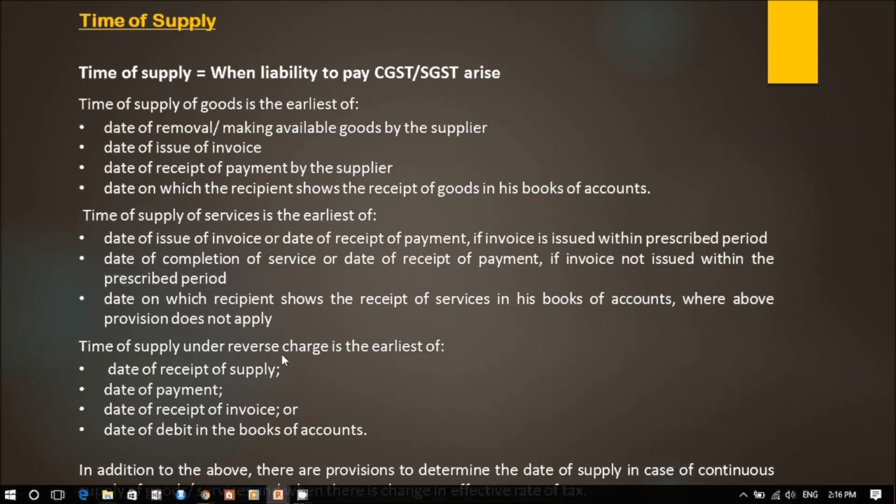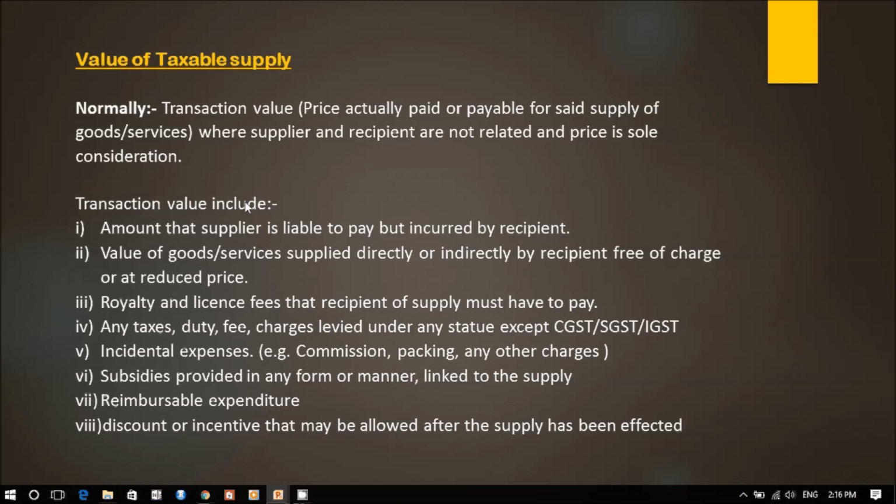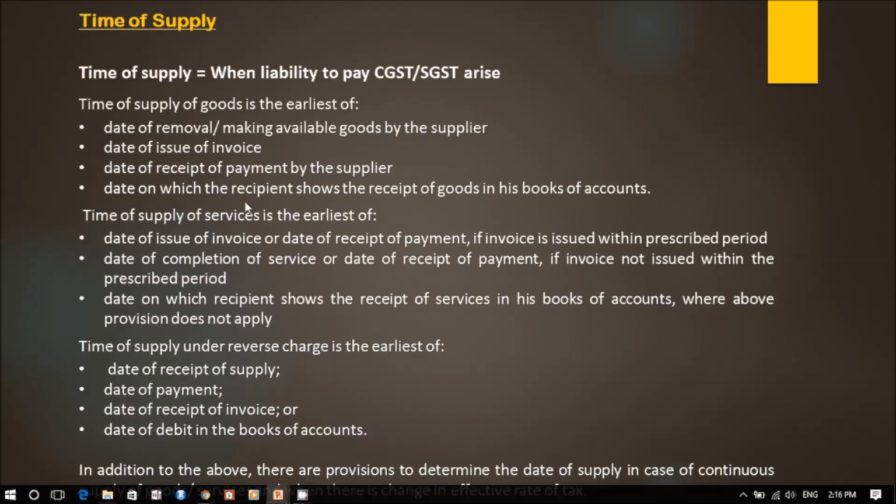So the recipient of the goods or the service has to pay the taxes accordingly. This is common for the goods and the services. This was for the goods, this was for the services, and this one is common for the goods and the services. So the earliest would be when he received the goods or the service, the date when he made the payment, the date on which he received the invoice, the date on which he debited in the books of accounts. The earliest of the following would be the time of supply.